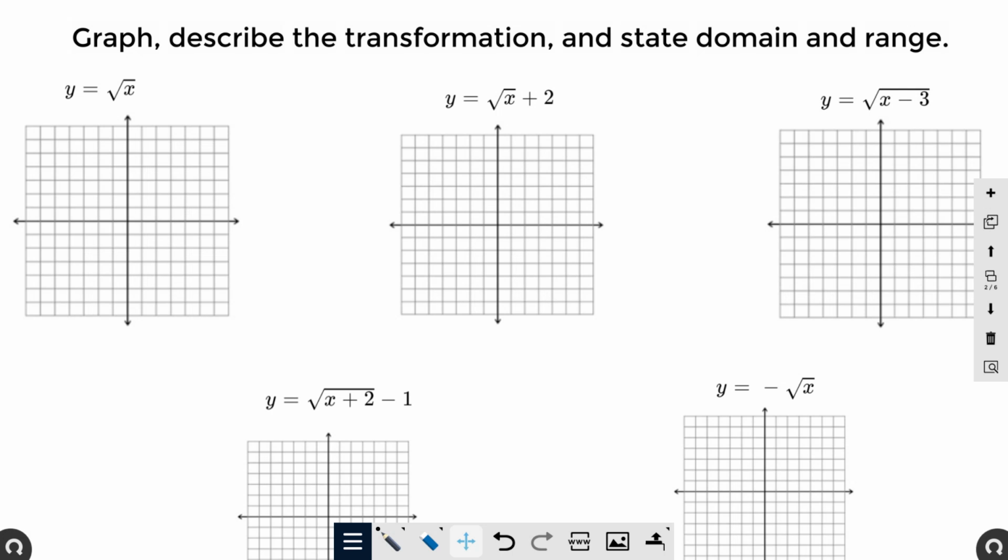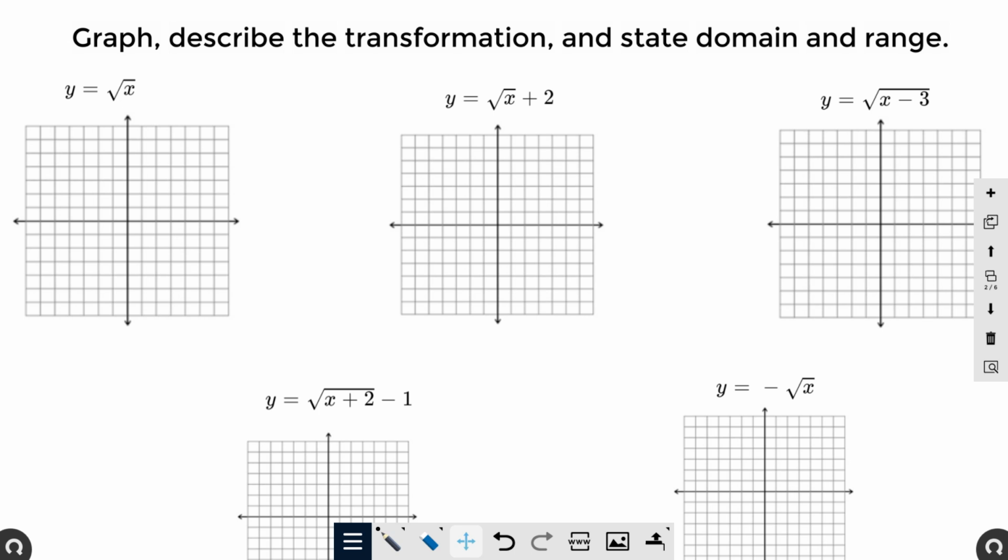Okay, so today is all about graphing. So we're doing these on our graph paper, so make sure that you have graph paper to graph these on. If you're watching this at home, you can put notes on notebook paper, but homework needs to be on graph paper. So we want to graph, describe the transformation, and state the domain and the range.